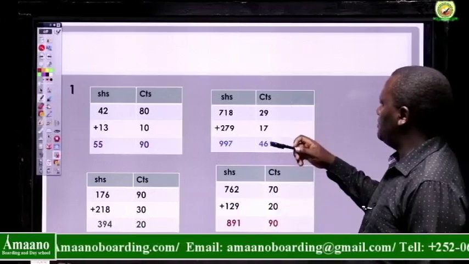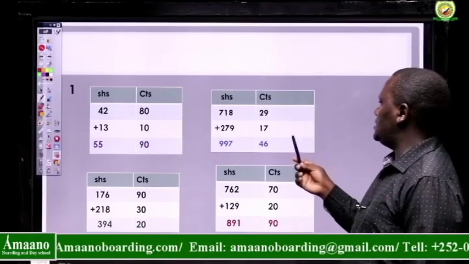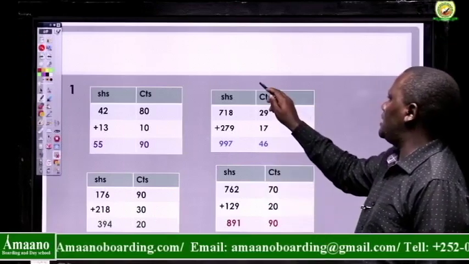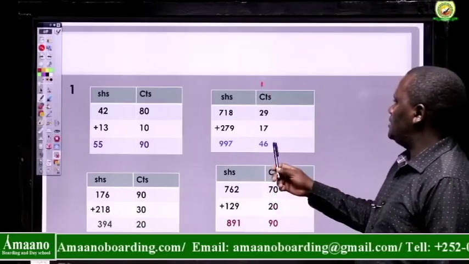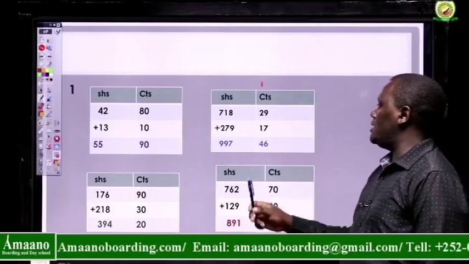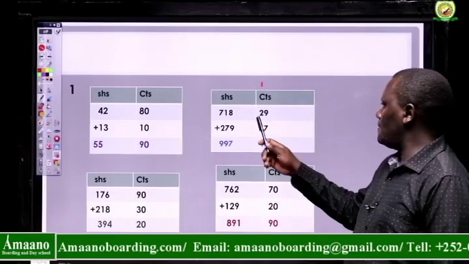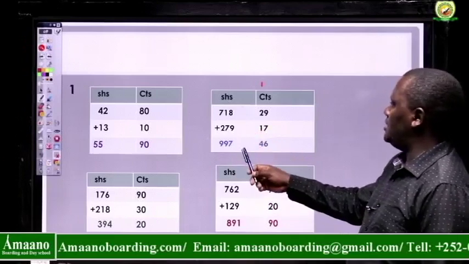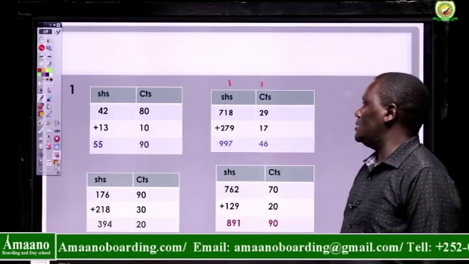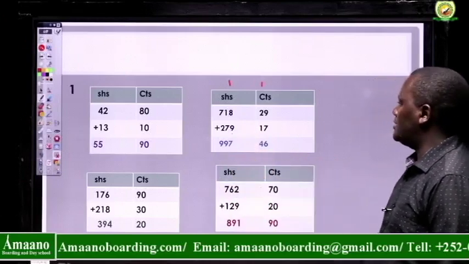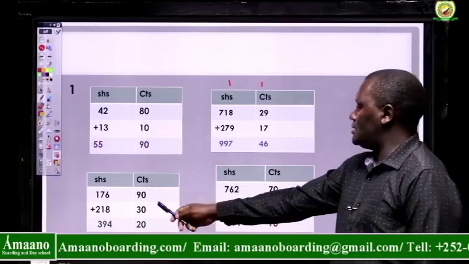The next example is here. I have the shillings and the cents. 9 plus 7, it is 16. I write 6. I carry 1 to this side. 1 plus 2 is 3, plus 1, it's 4. This is 46 cents. So it's not more than 100 cents, so we leave it at that place. We go to the shilling side. 8 plus 9 is 17. I write 7. I carry 1 here. 1 plus 1, it's 2. 2 plus 7, it's 9. Then 7 plus 2, it's 9. The answer is 997 shillings 46 cents.